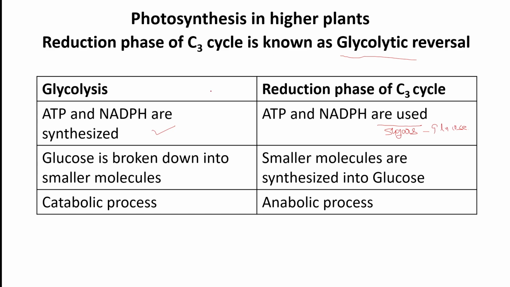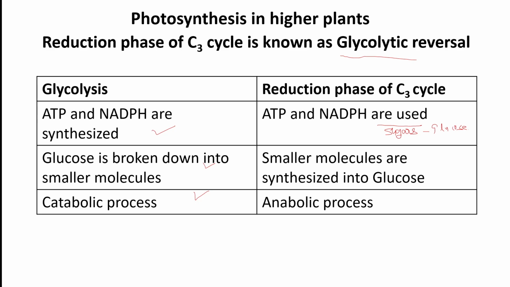And what happens in glycolysis? The glucose is broken down into smaller molecules. So it is a catabolic process. In a catabolic process, there is a breakdown of larger molecules into smaller molecules. That's why glycolysis is called a catabolic process.